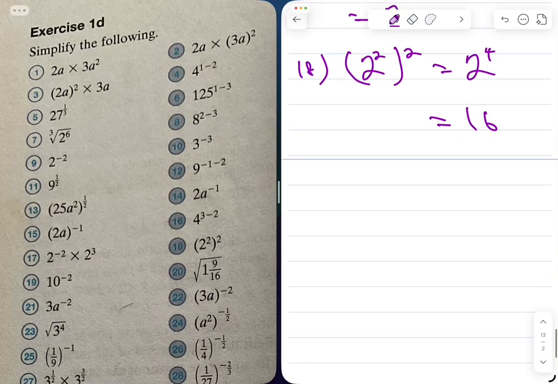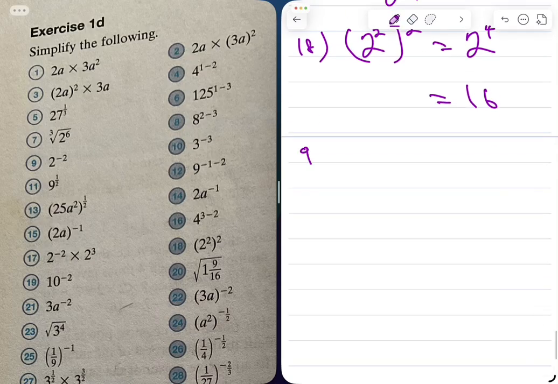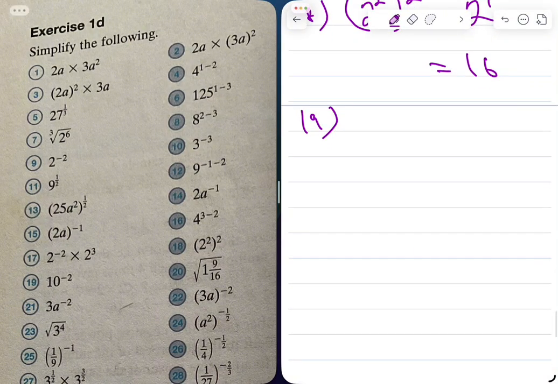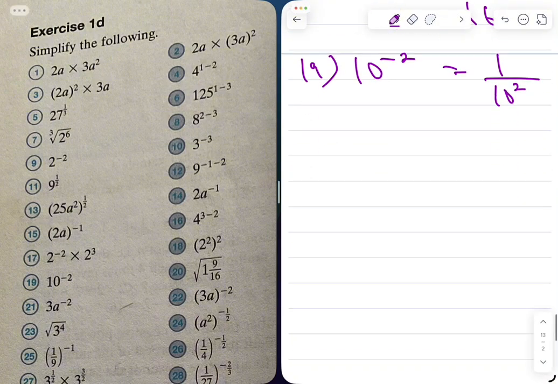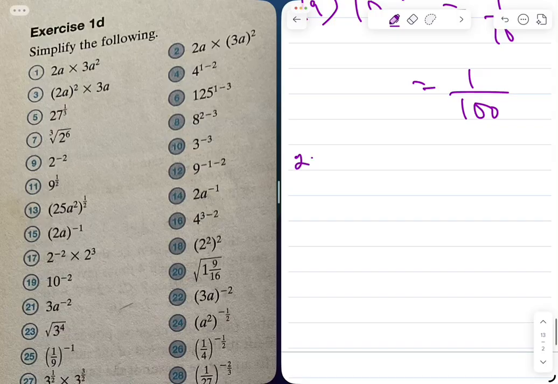Now to the next, which is number 19. Number 19, that's 10 raised to power minus 2. That simply means 1 over 10 raised to power 2, which is equal to 1 over 100. Now to number 20.